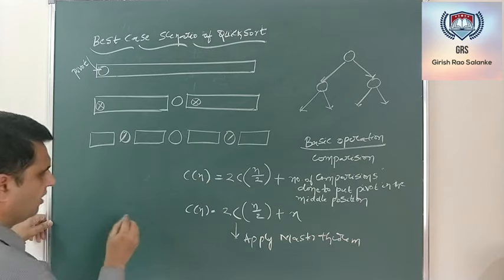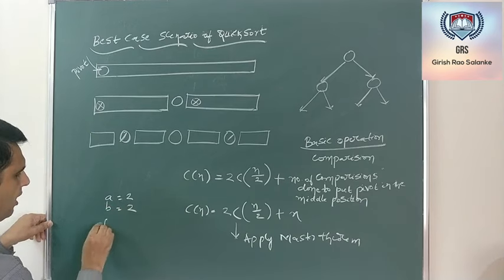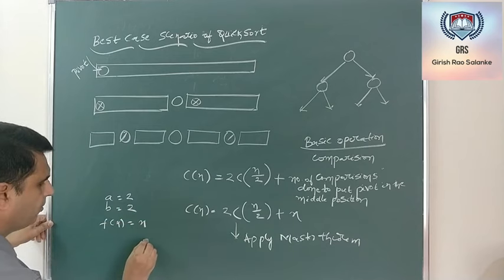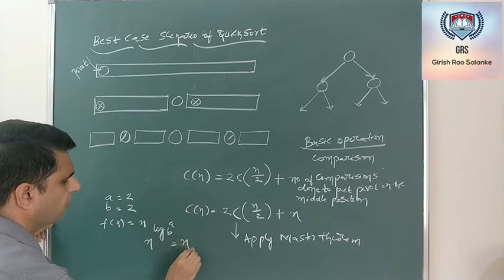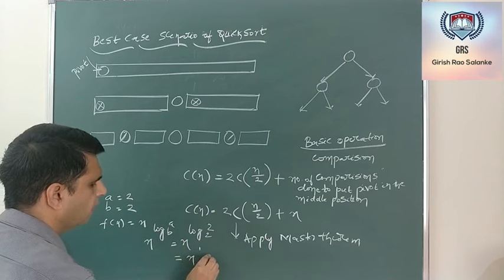What does the master theorem say? What is the input? A is 2 and B is also 2. My f of n is this part, n. Now, n to the power of log A to base B. What is this? n to the power of log 2 to base 2, which is nothing but n to the power of 1, which is n.